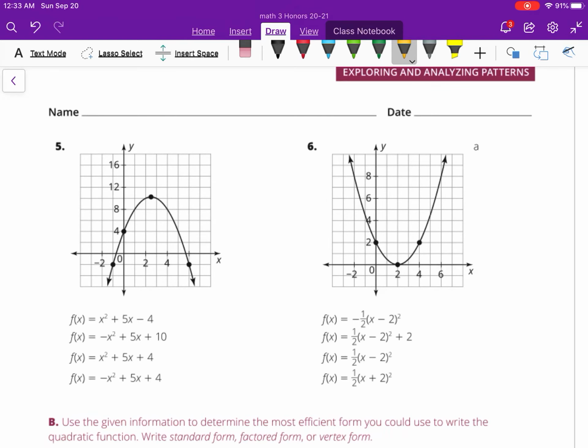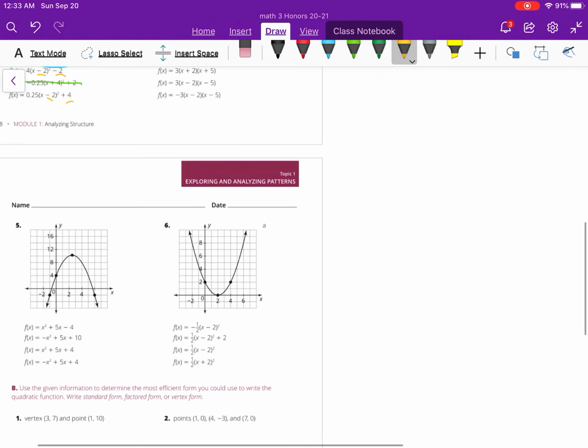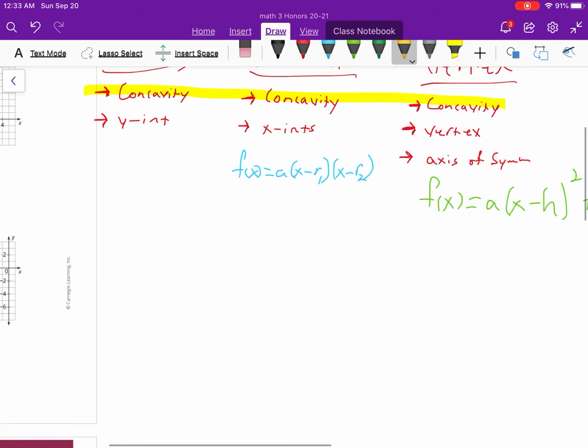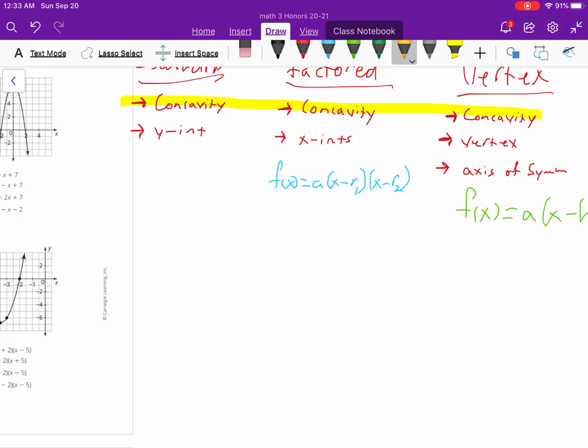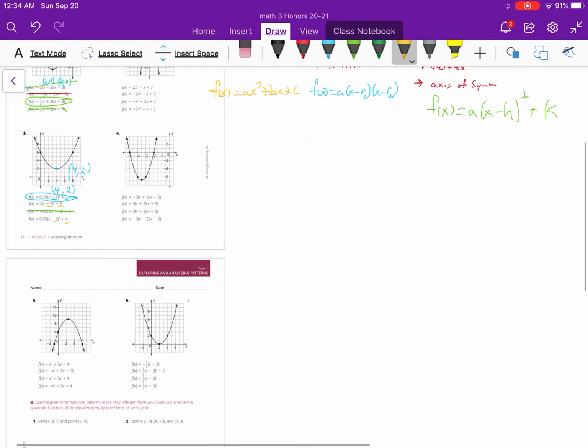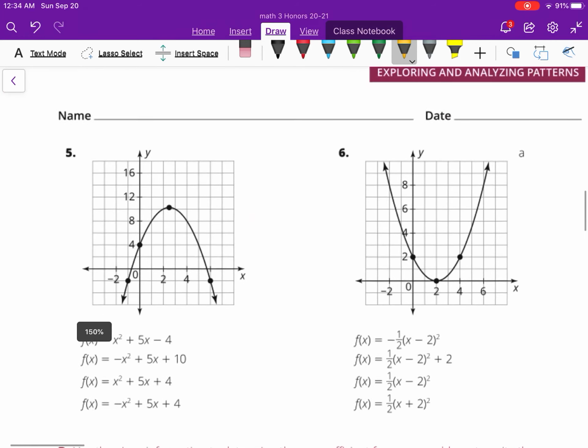We're going to go here with standard form. Standard form is probably the most common one, the one that we are most familiar with, but I'll go ahead and write it down anyways in this lovely gold color. We have f of x equals ax squared plus bx plus c. And again, whether that a is negative or positive will tell us the concavity. And then the c value will tell us the y-intercept.